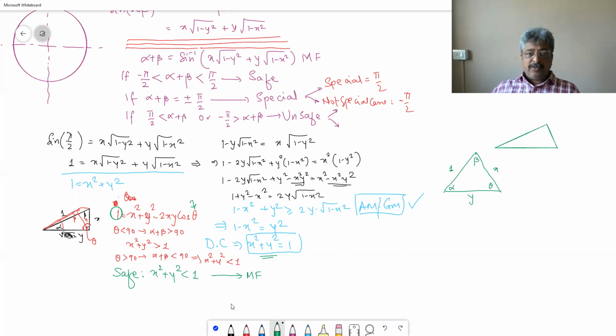Now when will you get answer pi by 2? First of all, special case. One answer should be pi by 2 if x square plus y square is equal to 1, and what should happen? Both x and y should be positive. Then only they will add up to pi by 2.